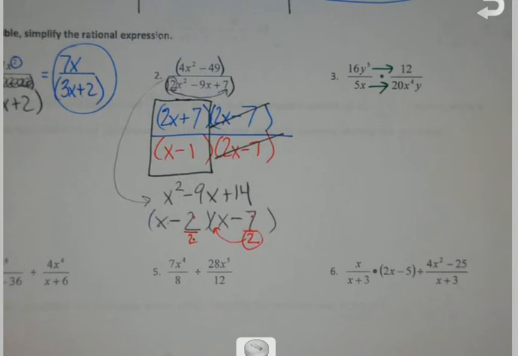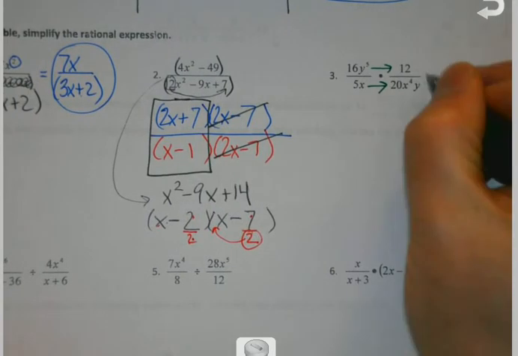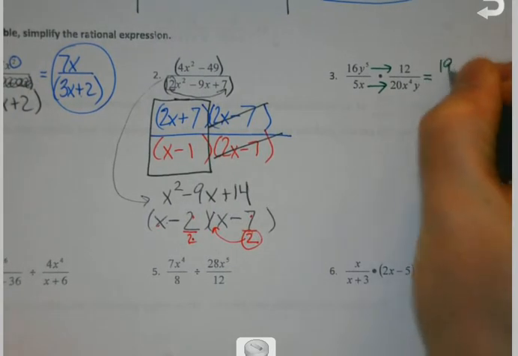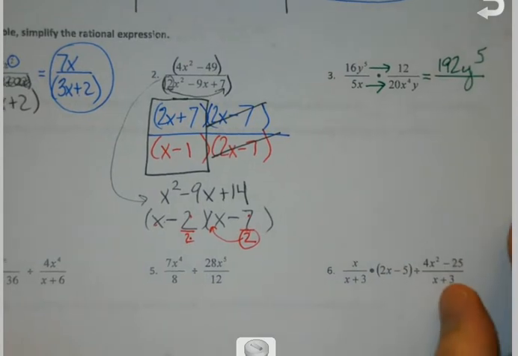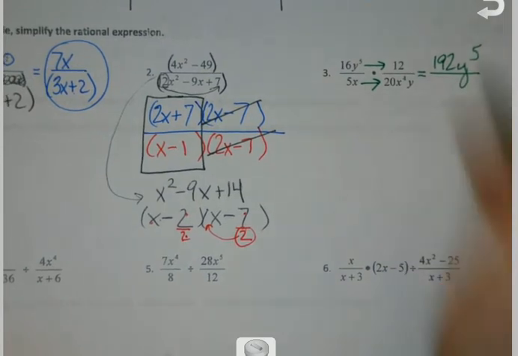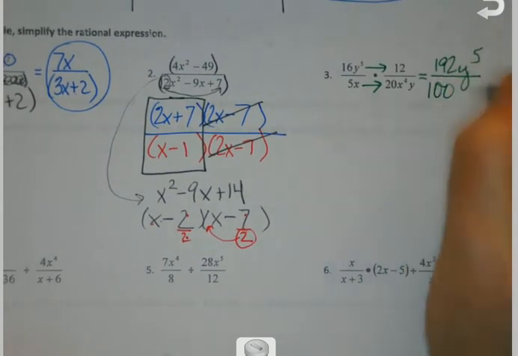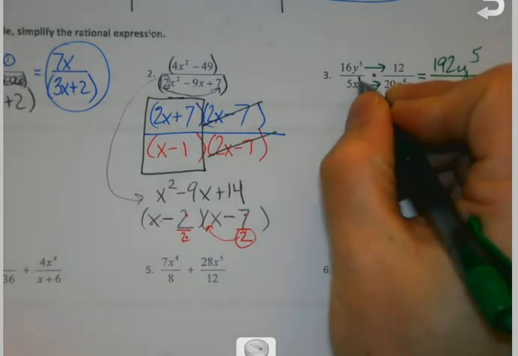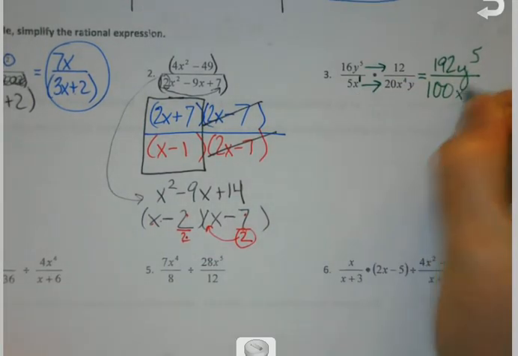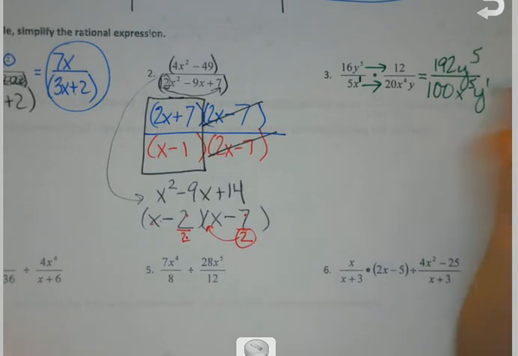So we are going to get some big old numbers here. But that's okay because we have a calculator to help us out with some stuff. So 192y to the 5th when I multiply across, and 100. What exponent's going to be on my x's? X to the 5th, right. Don't forget there's a 1 on this one. And I'll even put a 1 on my y.